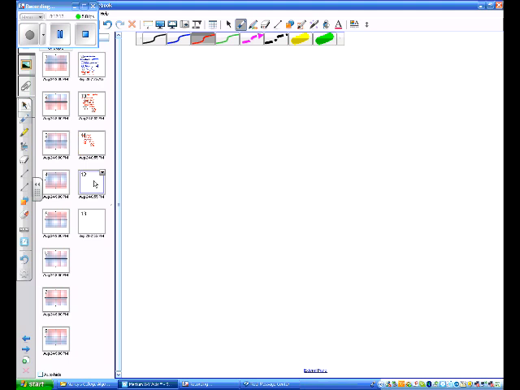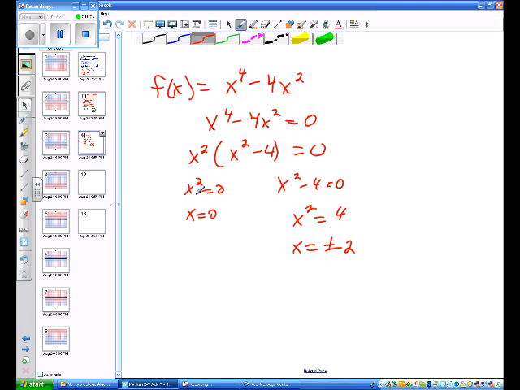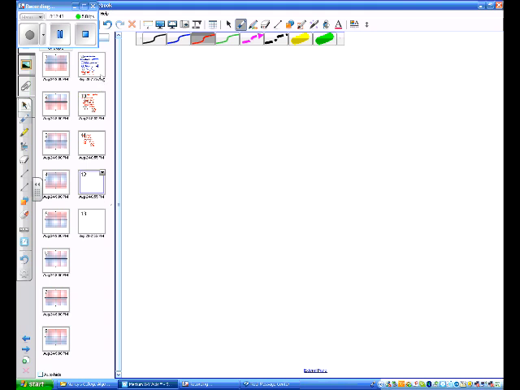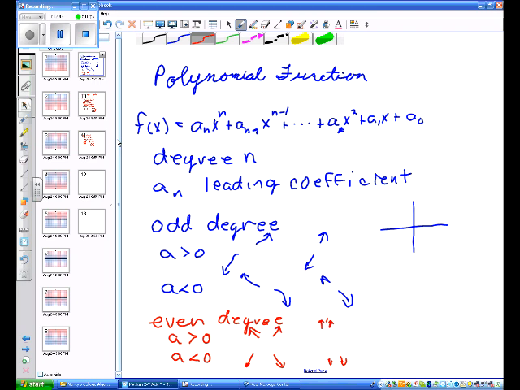Now, if you noticed in some of those problems, we ended up with our answer more than once. Back up in this one, if you notice, we had an x squared. So we actually ended up with 0 as an answer twice. If we looked at this one, we have an x equals negative 2. Down here we have another x equals negative 2. So sometimes you have an answer more than one time.